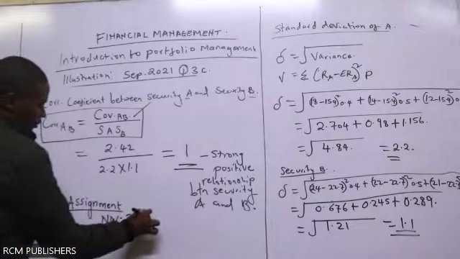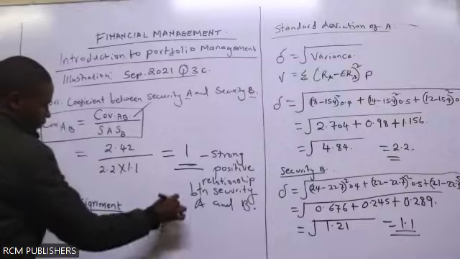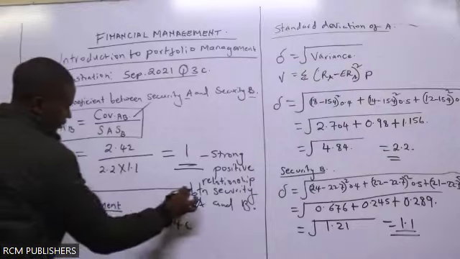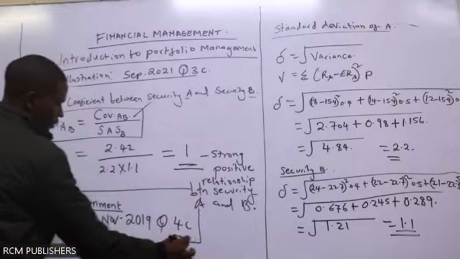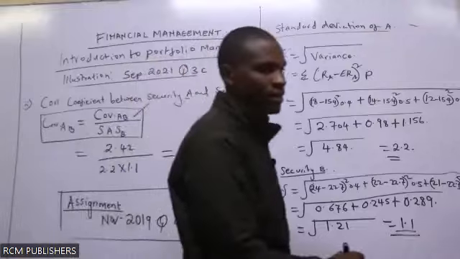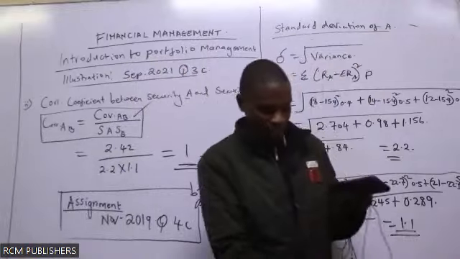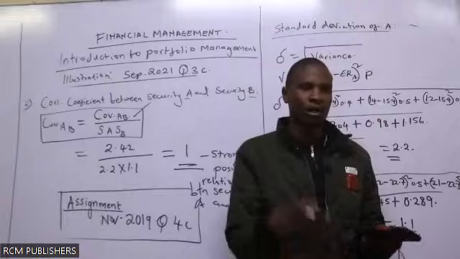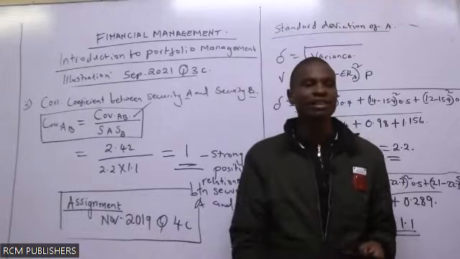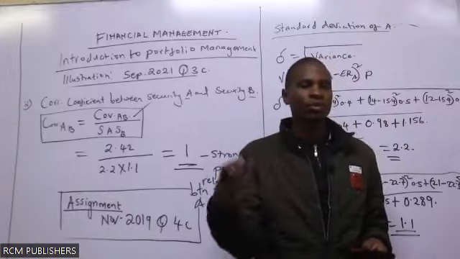November 2019, question number 4C. Class expects a higher probability of getting a question like this during your EP exam. It is high. Please do it. Don't just do this one, do more of the others.